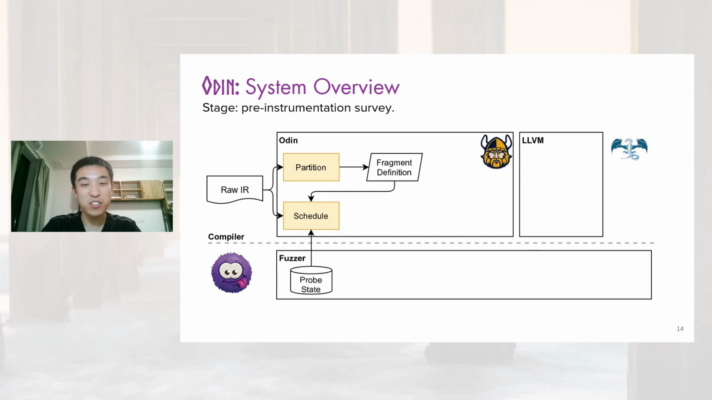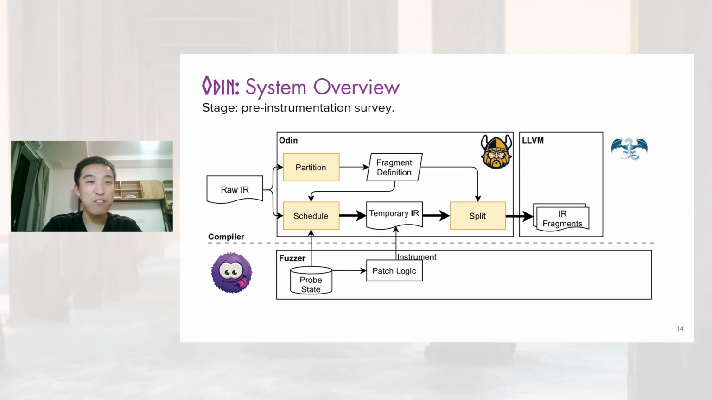When the fuzzer requests a recompilation, Odin schedules the whole process according to the prop state. The scheduler locates the fragments to change and creates a temporary IR encompassing all of them. Next, it instruments the temporary IR by applying the custom patch logic. After the fuzzer's patch logic completes the instrumentation, the instrumented IR is then split into small units according to the fragment definition. Finally, the LLVM infrastructure is reused for optimized code generation.